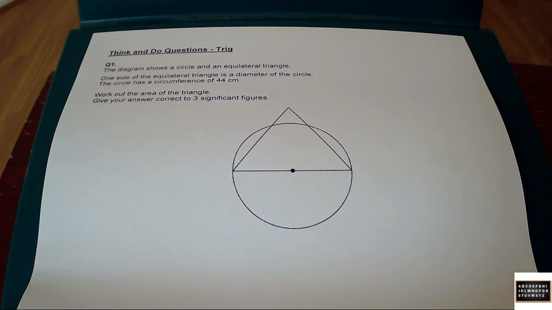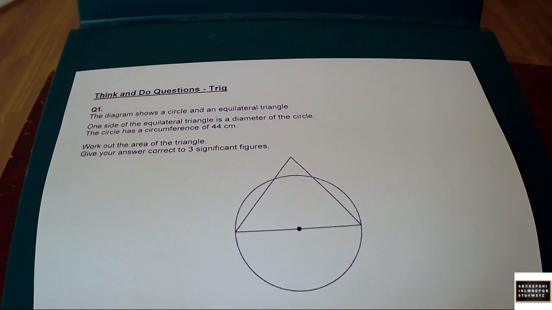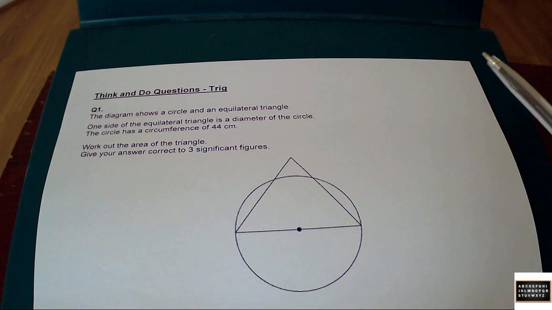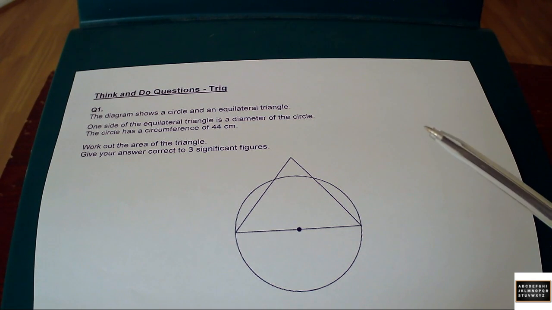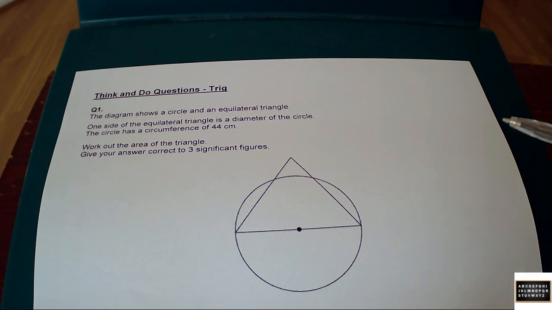Right, this first question is about circles and equilateral triangles. In itself, it doesn't really look like a trigonometry question except that it's got a triangle in it. But it is most definitely a trigonometry question because it involves working out the area of a triangle using half ab sine C, which is another alternative view of how you work out the area of a triangle other than half the base times the height. So let's read through the question and deal with it as we go.